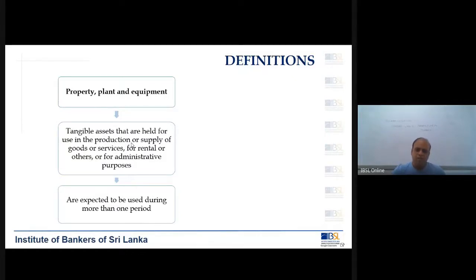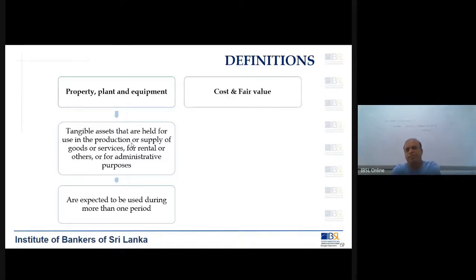More than one financial year. Okay. So if you are buying any asset and if you are considering that to be a fixed asset, you have to be mindful that you are intending to use this asset for more than one financial year. It has to be used for more than one financial year.